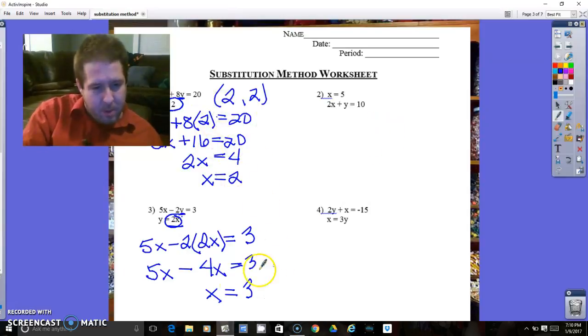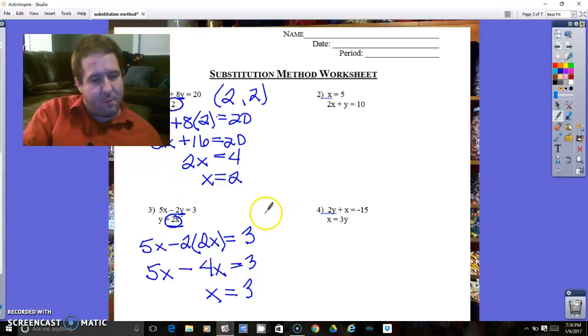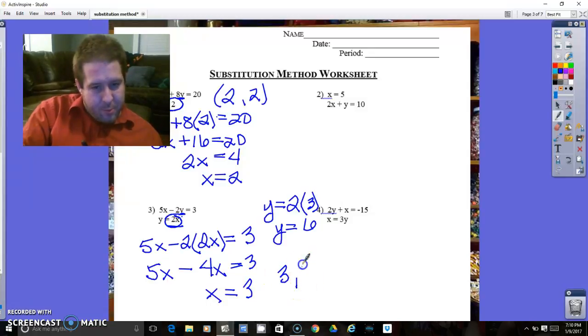Now, as I mentioned up here, we're going to now take our answer, plug it back into one of the equations, and solve for y. Now, I'm choosing to use the bottom equation because it's smaller. It's going to be easier to do. You can actually choose whichever one you want. 2 times x is now 3, which means y must be 6. So the answer is 3, 6.